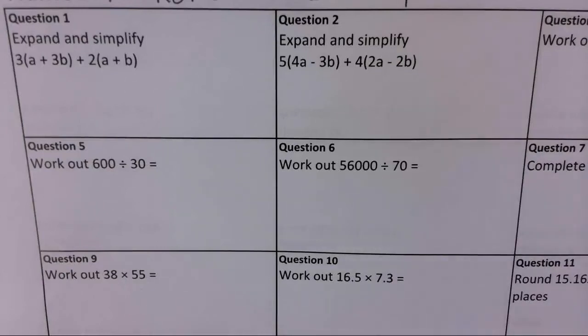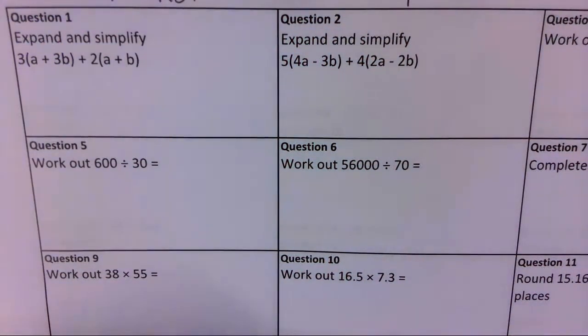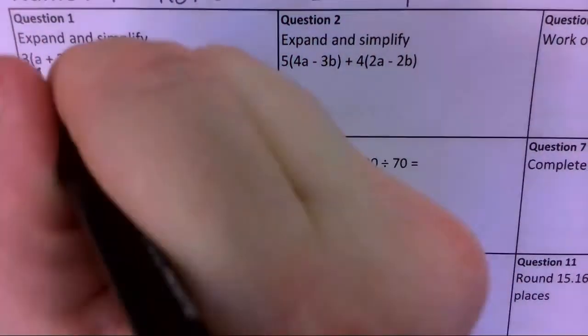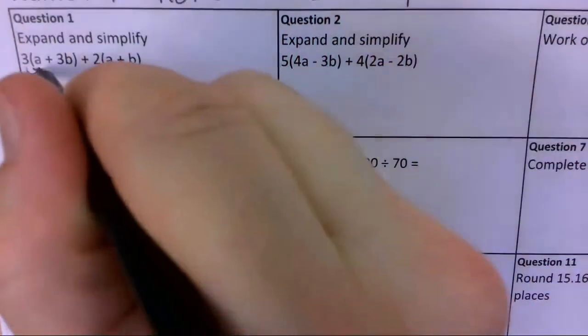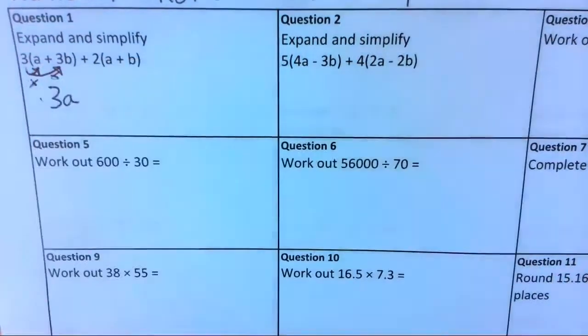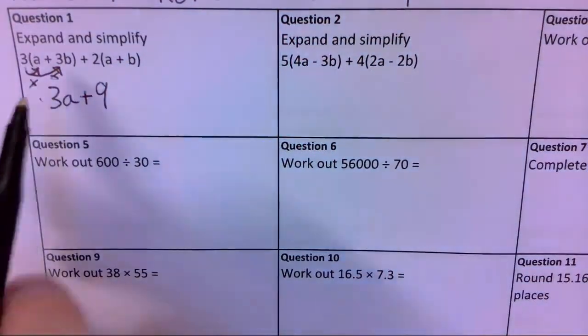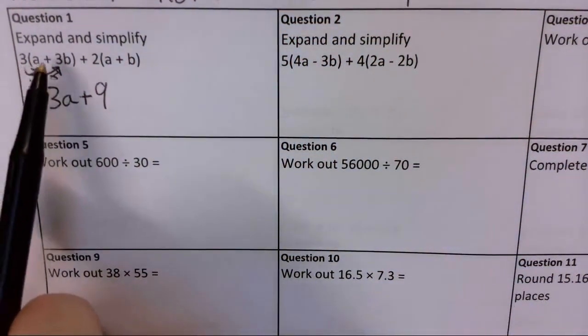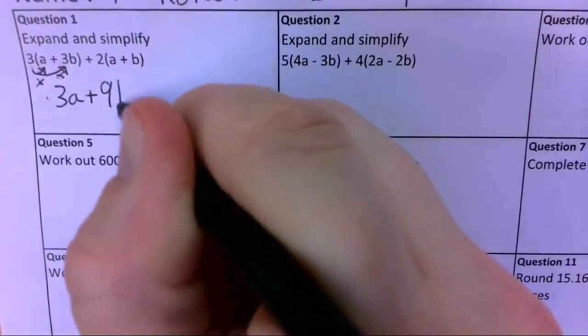Right, question 1, we're expanding brackets. When you expand brackets, you have to multiply what's on the outside of a bracket by each thing on the inside. So I'm going to multiply 3 by a to start with. So 3 times a is just 3a. And then I'm going to do 3 times 3b. So that's going to give me 3 times 3, which is 9. Because this here is a plus, 3 times plus 3b will give me plus 9b.